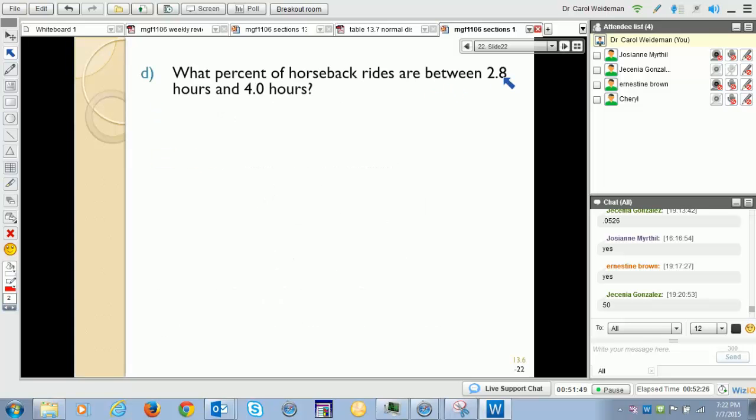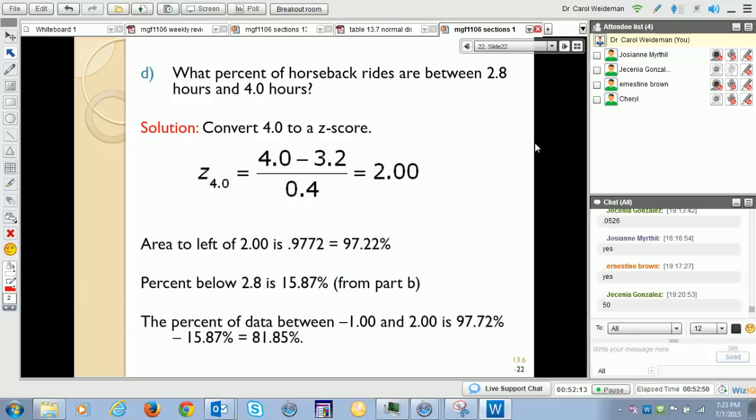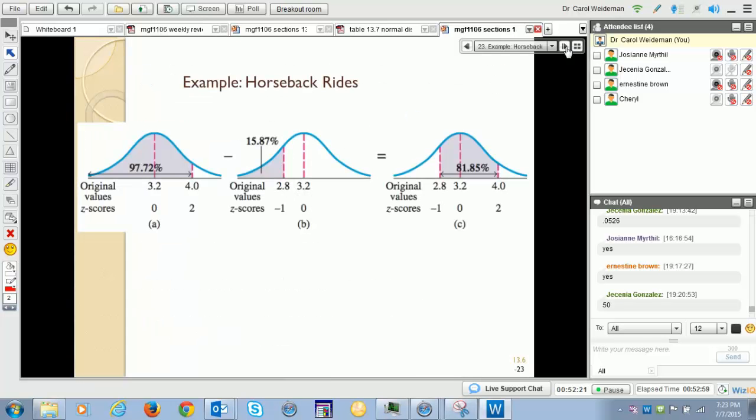What percent of rides are going to last between 2.8 and 4 hours? Again, we need the z-score for 4, and the area to the left of this is 97.22. And then the z-score for 2.8. We already did this one in an earlier part of the problem. We got 15.87. So we subtract. We expect about 81.85% of the rides to last between 2.8 and 4 hours. So you find the larger area, the more positive z-score, and the smaller z-score, and then subtract to find the area in between.